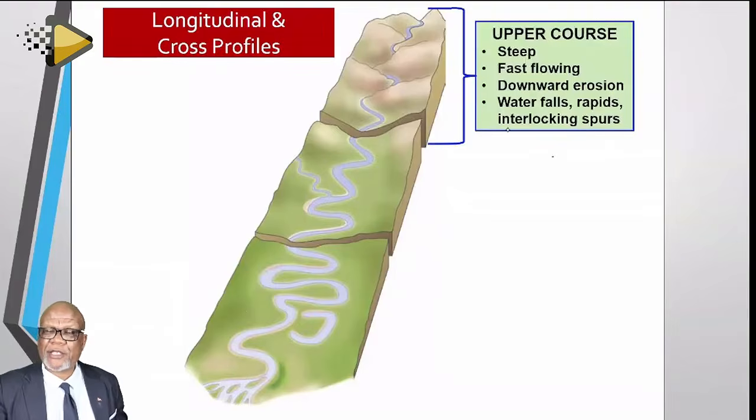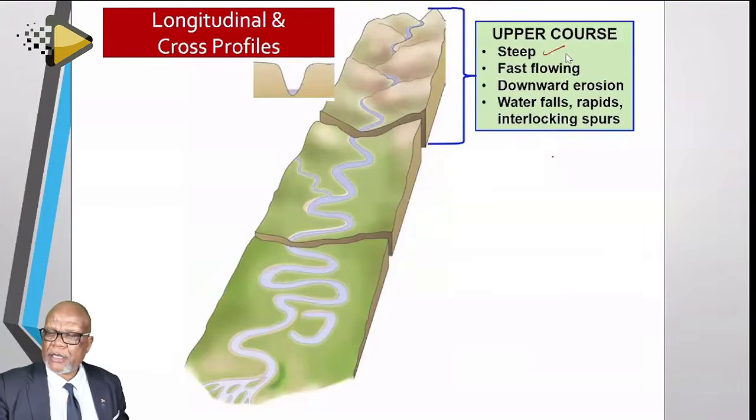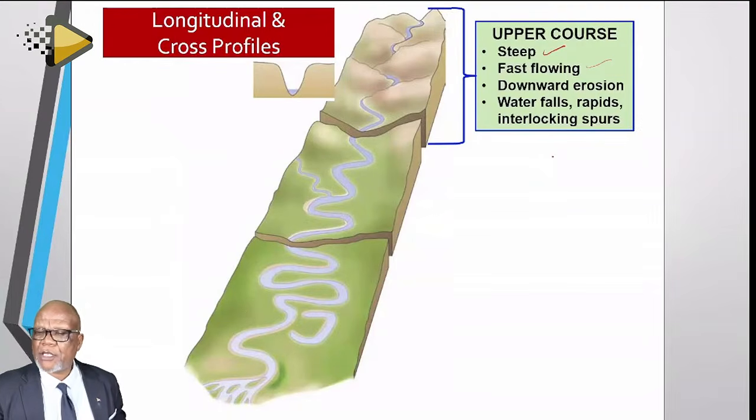We have the upper course. What are the characteristics? It is steeper, and water is flowing fast. There is little amount of water, but the water is flowing fast. Why is water flowing fast? Because of a steeper gradient.